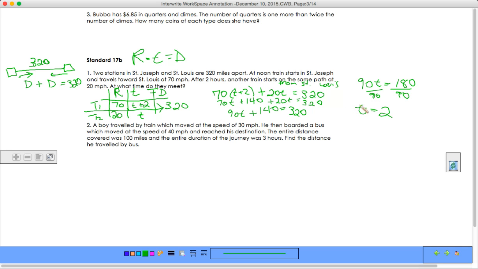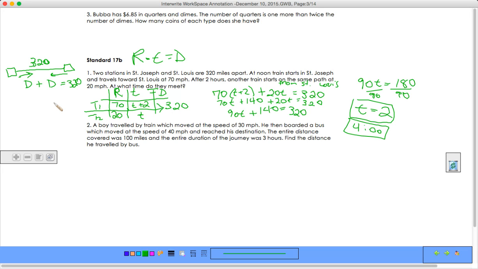So train 2 has been traveling for 2 hours. That's what t is. Train 1 has been traveling 2 hours plus the 2 that it had as a head start. So it's been traveling for 4 hours. So if it left at noon, it is 4 o'clock when they meet. All right. That's a rate, time, and distance problem.